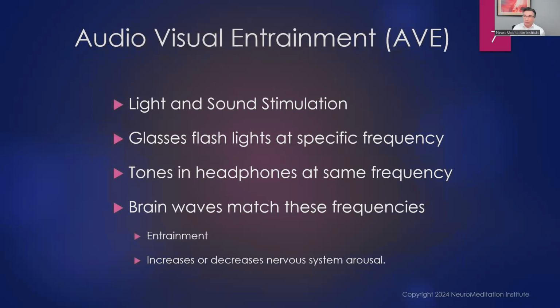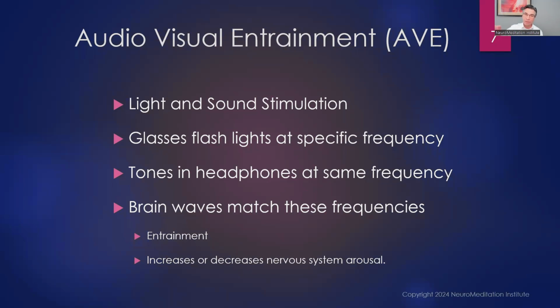So everybody kind of knows what this is at this point, right? You're using glasses and headphones, so light and sound stimulation. When you turn them on, the glasses flash on and off, the lights flicker on and off at a specific rate, depending on what program you chose to use. And of course the tones in the headphones are matching that. They're happening at the same frequency. So if the lights are flashing on and off 9 times a second, the headphones have little tones in them also happening 9 times a second. So it might be like do, do, do, do, do, something like that.